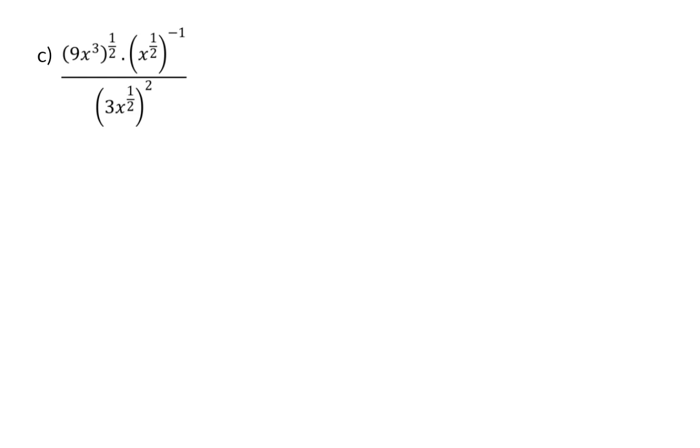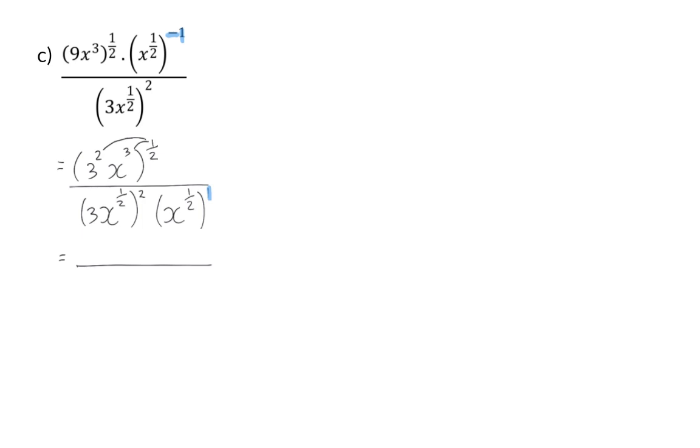In example C, we once again have constants as well as variables, and I'm going to start off by rewriting the 9 as 3 to the power of 2. Next, I will be changing the negative exponent to a positive exponent by moving the whole base and exponent to the denominator. Next, I'll get rid of the brackets by applying the exponent on the outside to both the bases on the inside. So in the numerator, we will have 3 to the power of 1 times x to the power of 3 over 2.